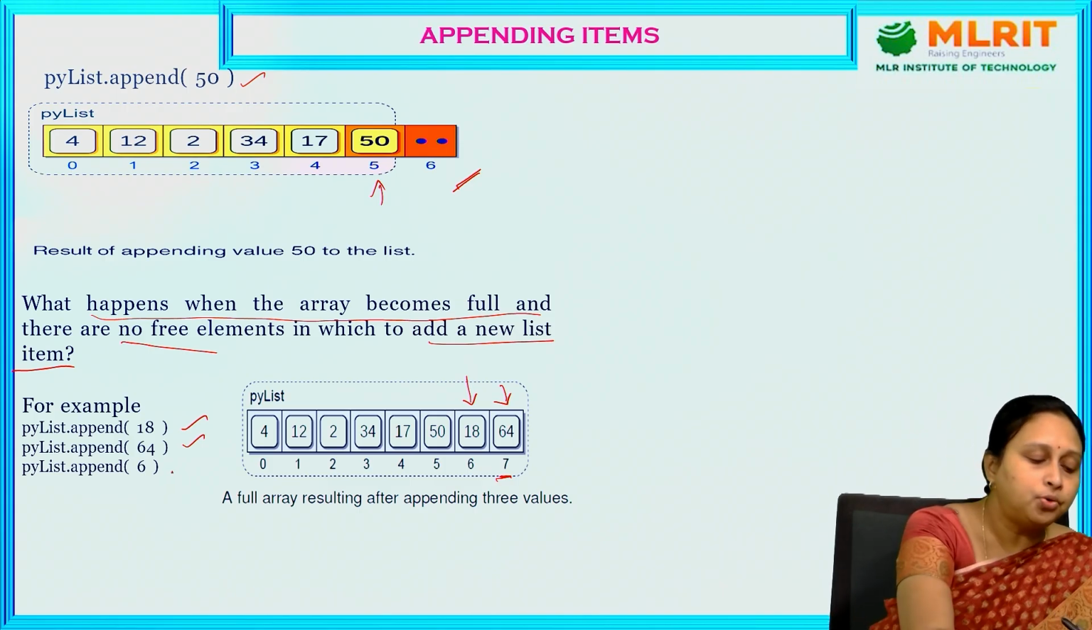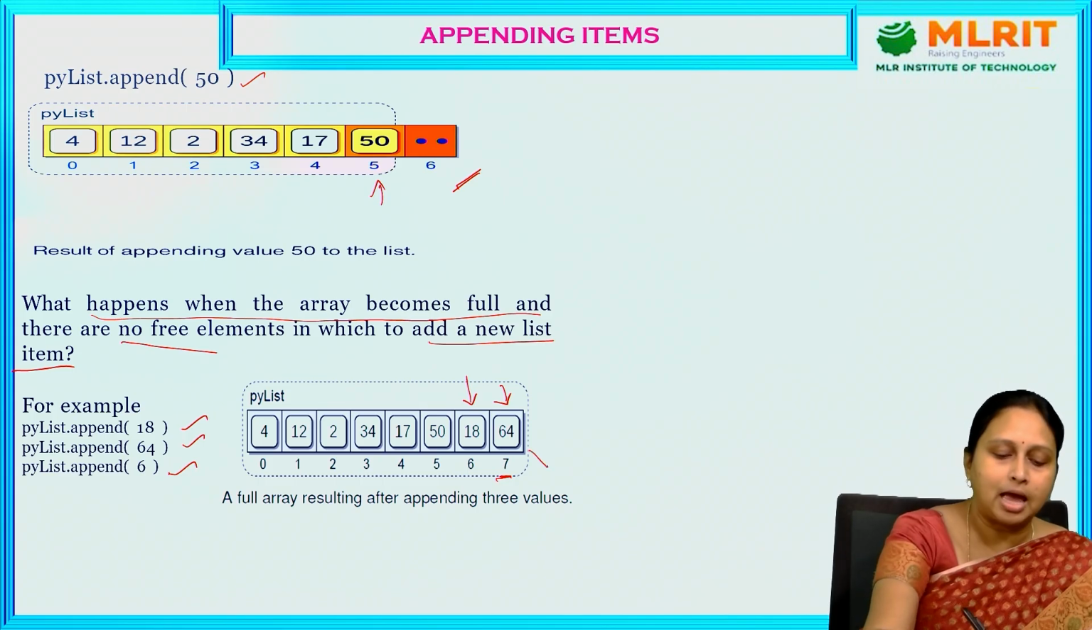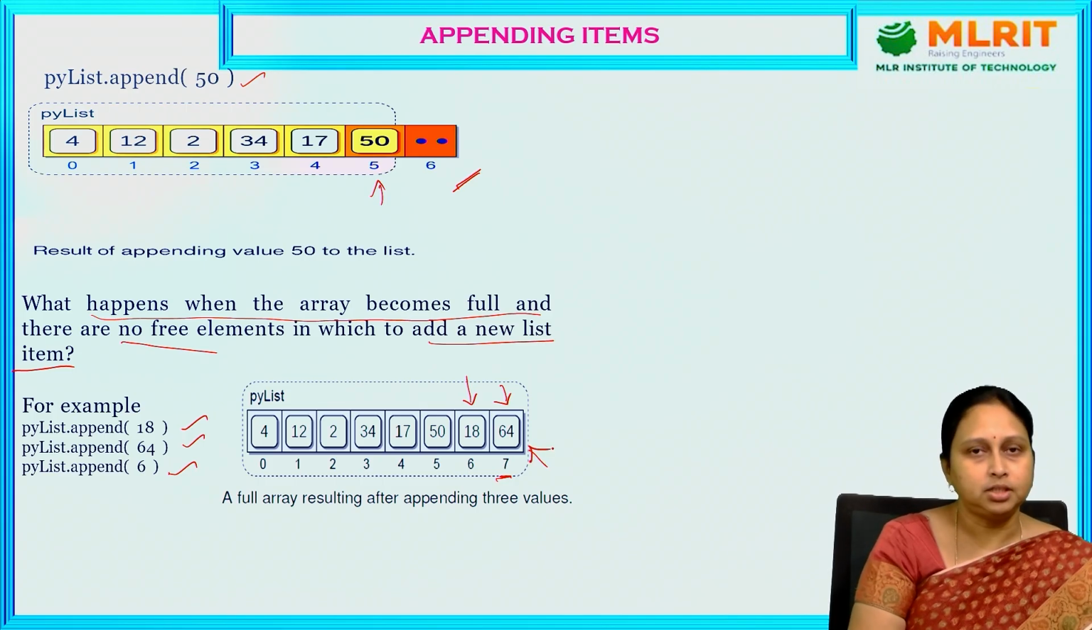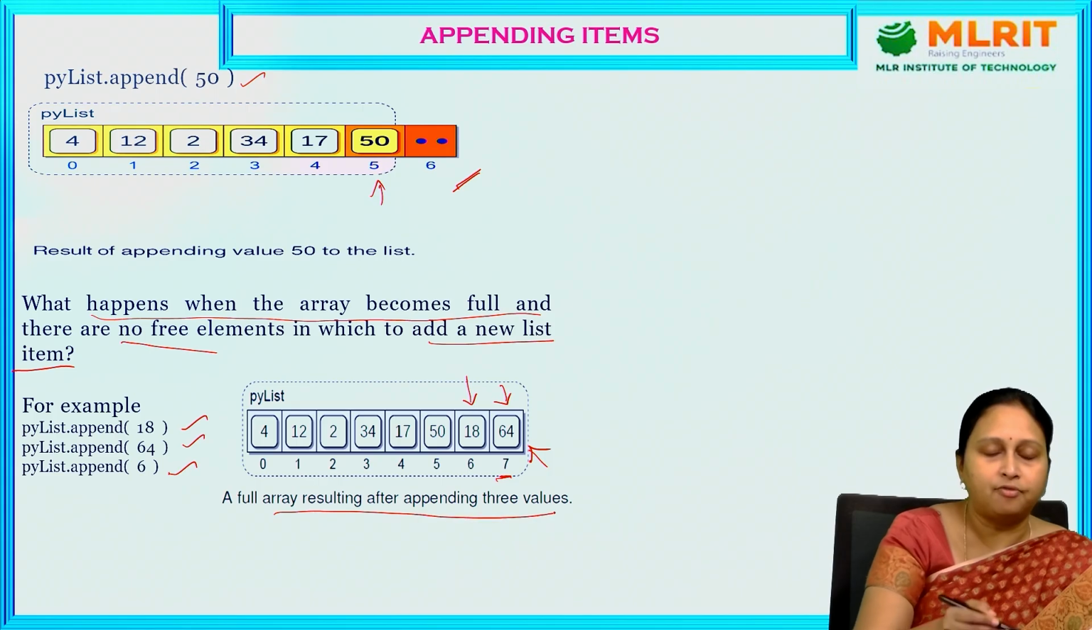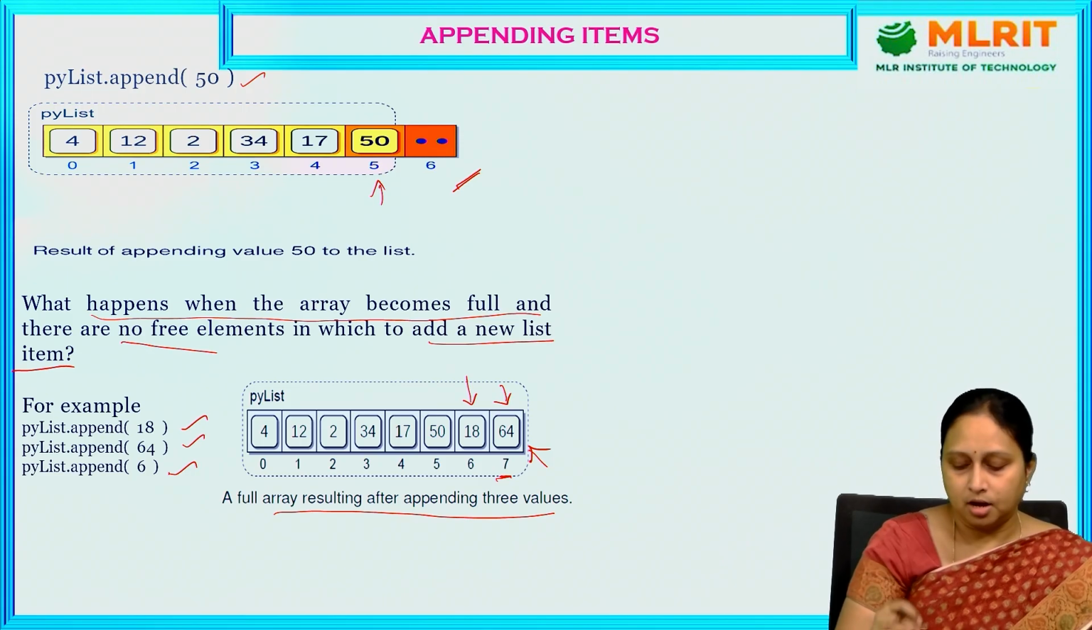Now, if I want to append another element 6, in this case, this array is full after appending all the 3 values. Now what do we need to do if I want to append an element 6 into this particular array list? For that, we need to study some cases.